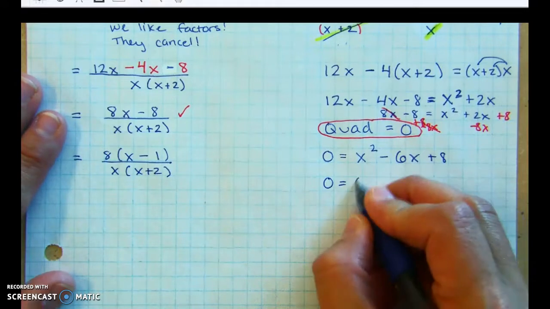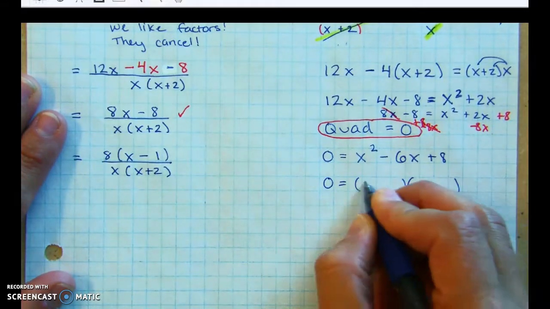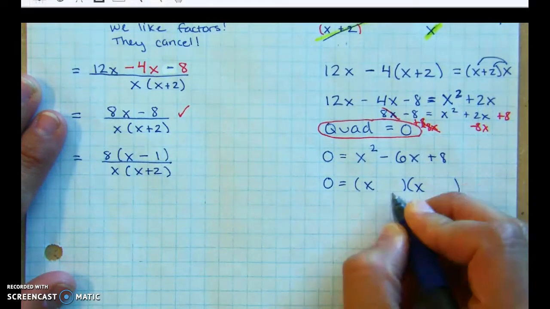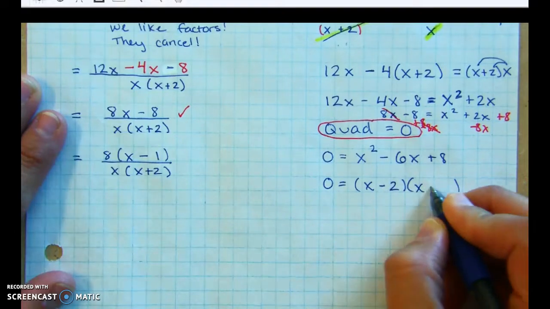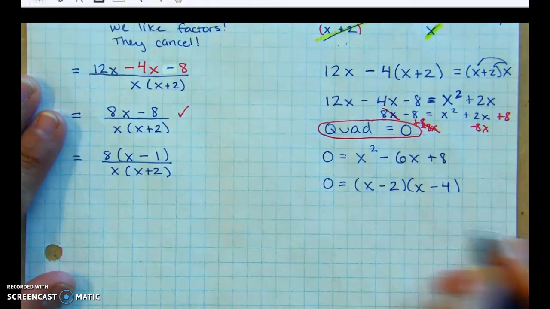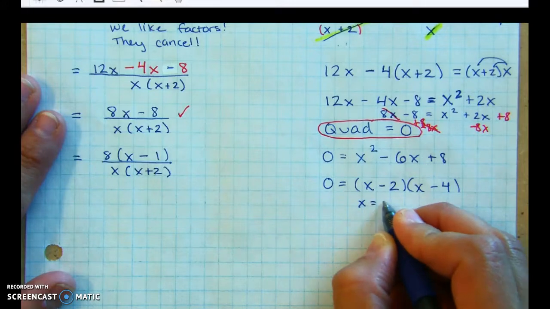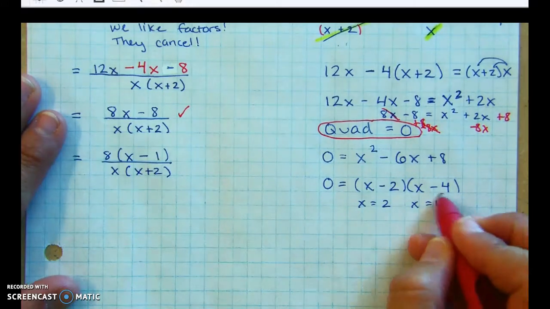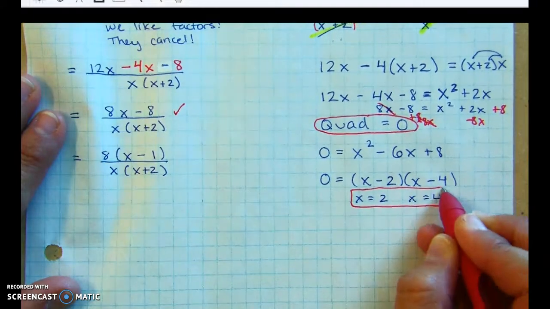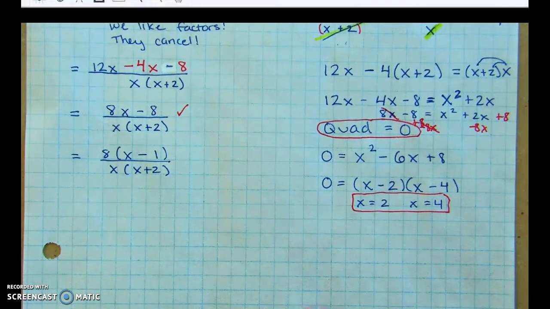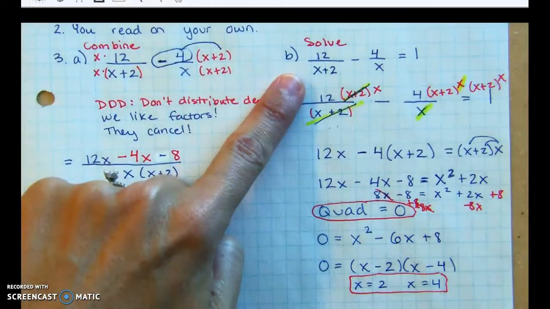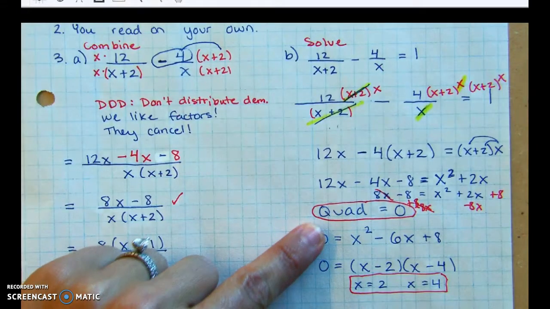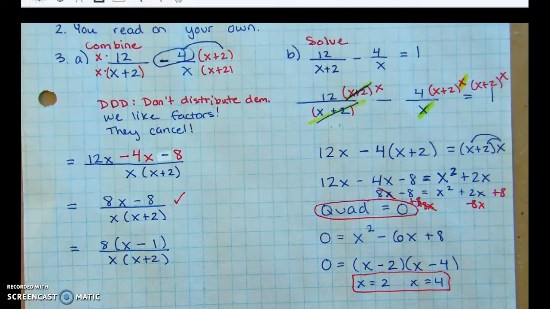Can we factor and solve? I'm going to go quickly. Multiplies to get 8, but adds to get negative 6. Yep. So x equals 2 and x equals 4, and that's our final answer. Okay, we started with a rational, but then we ended up with a quadratic. Not my favorite type of math problem to solve, but it is what it is. We can do it. Okay, ready?